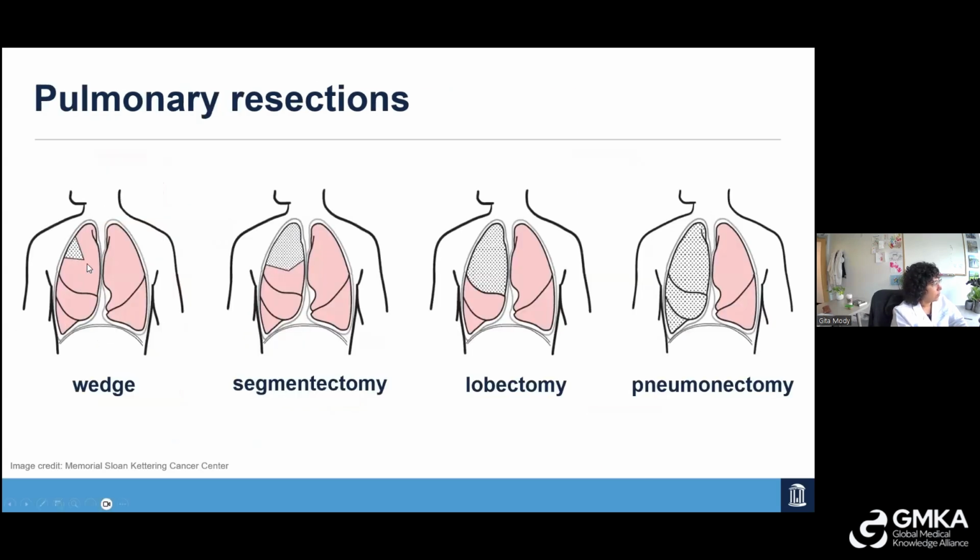We talked a little bit about wedge resection for peripheral tumors, segmentectomy for larger tumors that are still not centrally located, lobectomy as the gold standard, and for central tumors, bilobectomies or pneumonectomies.